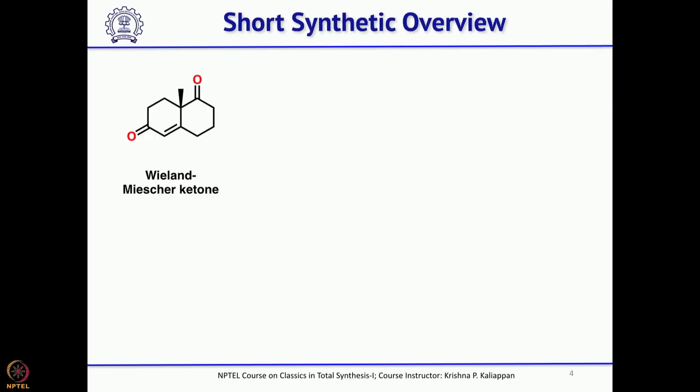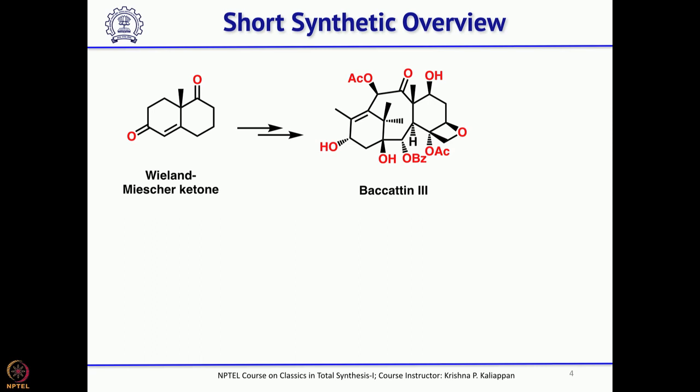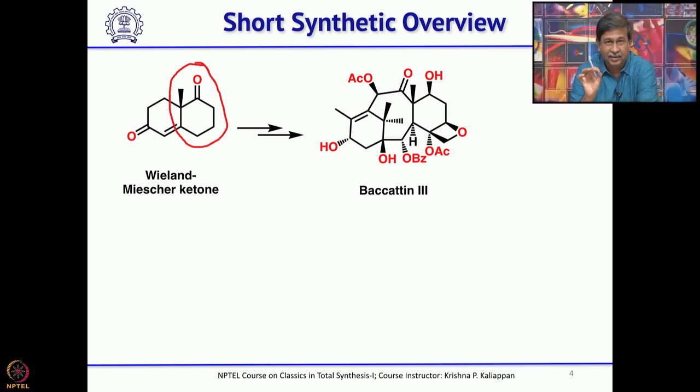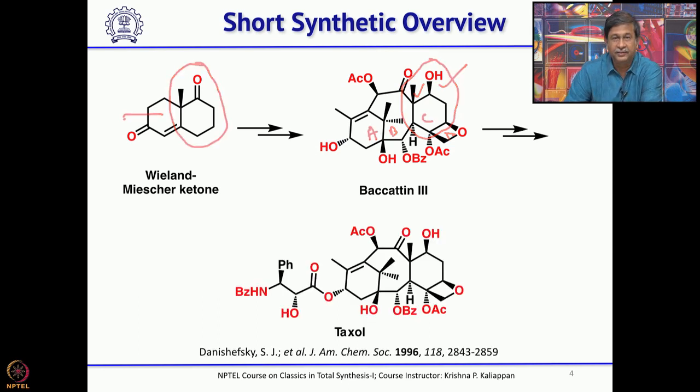His scheme started, as I said, with Wieland-Miescher ketone, and if you look at the Wieland-Miescher ketone and then Taxol, you can see that this 6-membered ring has the carbonyl function, which later will be converted into the hydroxyl group here, and the angular methyl group is already fixed. So this forms the C ring of Taxol. He thought of making the C ring of Taxol. This is the A ring, this is the B ring, this is the C ring, and then you have the D ring also. The C ring of Taxol came from this cyclohexanone, and later he cleaved the other 6-membered ring, which later became the 8-membered ring of Taxol. So let us see how he worked on the total synthesis.